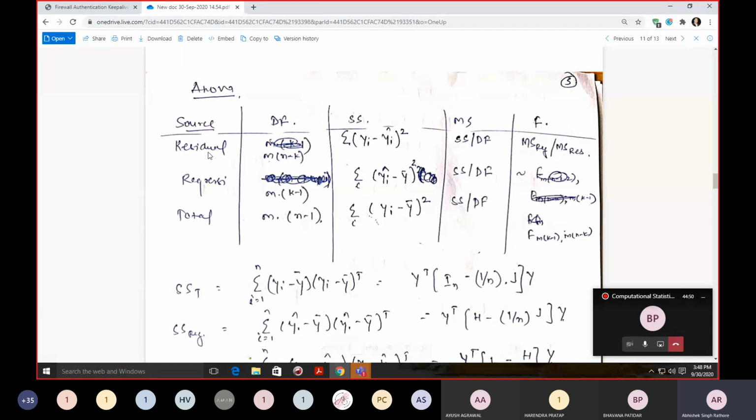So we are at the source column. This is residual, this is regression, and this is total. So in your multivariate analysis, you have residual degrees of freedom just n minus k, and this is for a single vector y. Fine. If we have m vectors, then we multiply across all the vectors, so we have m into n minus k.